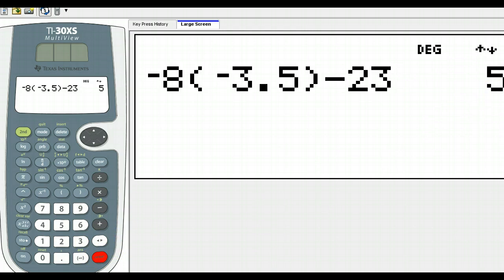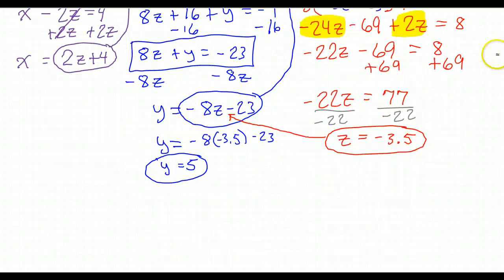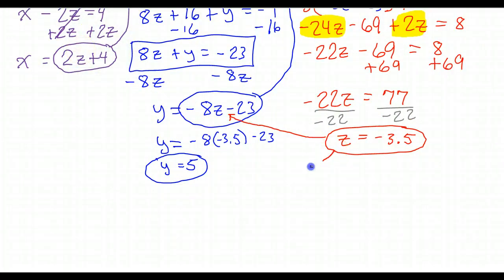So that is 5. So y equals 5. All right, and now we can find x. I need x, but I have x right now in terms of z, so I won't take the y. I will take the z, and I will plug that in, substitute. So I will take this z all the way around like this and substitute for z.